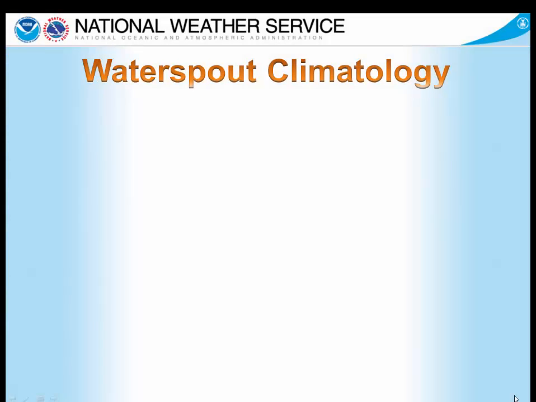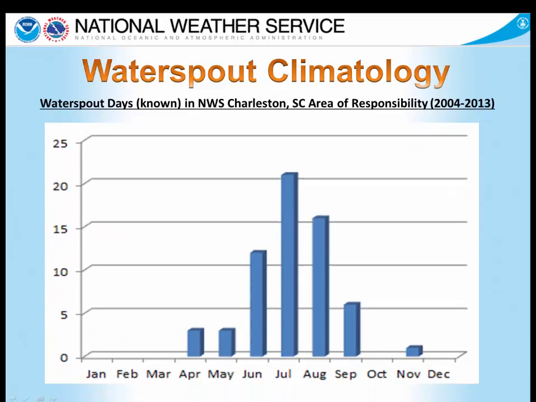This month we're going to talk a little bit about a phenomenon that usually occurs mostly in the summertime, and that's waterspouts. Let's start first with a climatology of waterspouts. Most often in southern South Carolina and the coastal Georgia areas, waterspouts are seen in the summertime, as can be shown in this histogram. Over 80% of the waterspouts in the last 10 years have occurred in the months of June, July, and August. However, they can occasionally occur at other times of year.